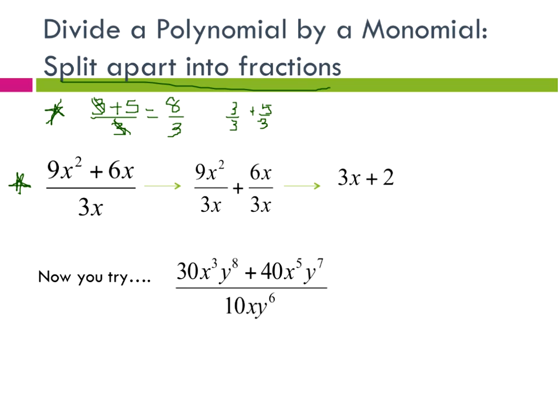So here our polynomial is 9x squared plus 6x. We're dividing that whole thing by 3x. Again, we cannot just divide 9 over 3 or x squared over x. We need to look at these as split apart into our two different fractions. And when we do that, then we can see 9 divided by 3 is just 3. X squared divided by x is x. And 6x divided by 3x is 2. So this simplifies our polynomial being divided by a monomial.